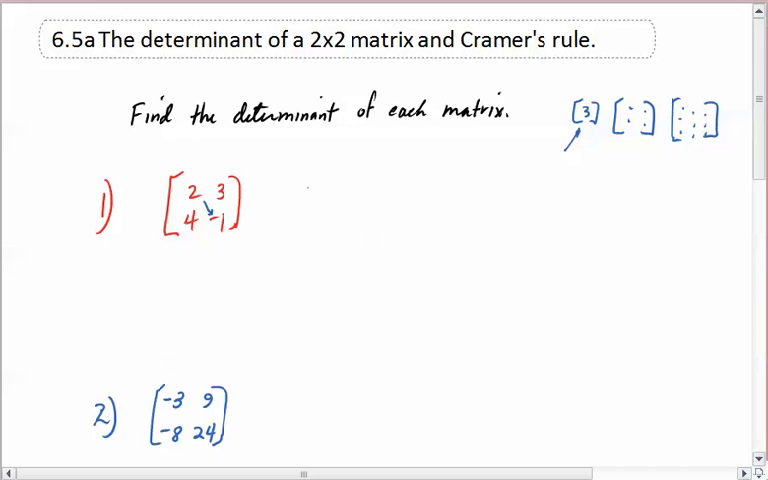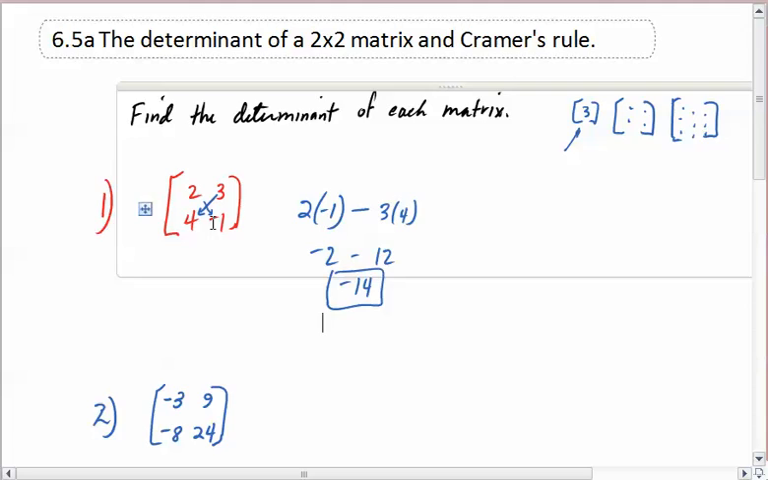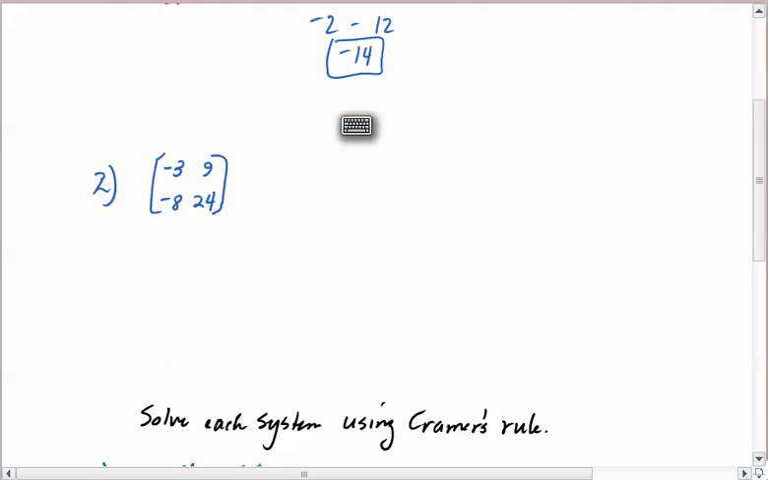What we do is we multiply diagonally across. So I say 2 times negative 1. And I subtract the other direction's product. So minus 3 times 4. Okay, so that's negative 2 minus 12. Looks like that's going to be a negative 14. There's the determinant for that 2 by 2 matrix: 2 times negative 1 minus 3 times 4. Really simple.